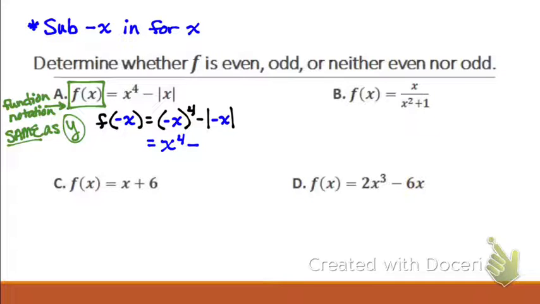minus x, absolute value of x. Absolute value of negative x is exactly the same as the absolute value of x. The reason that I can't get rid of that absolute value sign is I don't know exactly what number they're using for x. So if x is a negative number, I can't get rid of it here. What do you notice about this and what we started with? It is the exact same. What does that mean about this then? It is even.